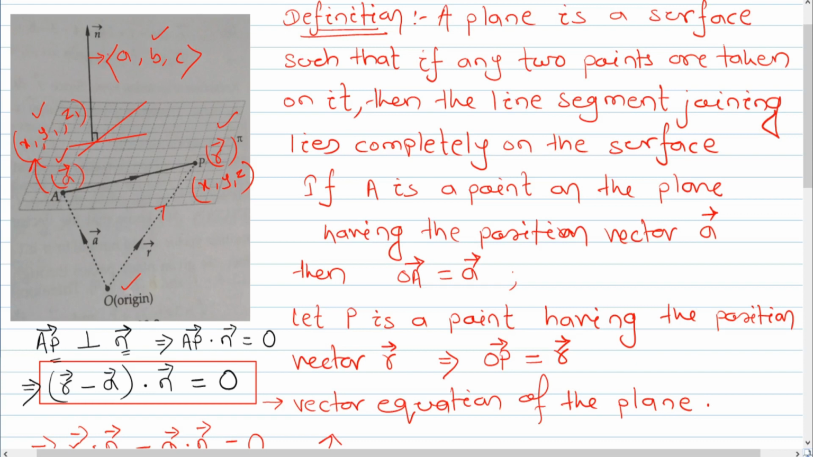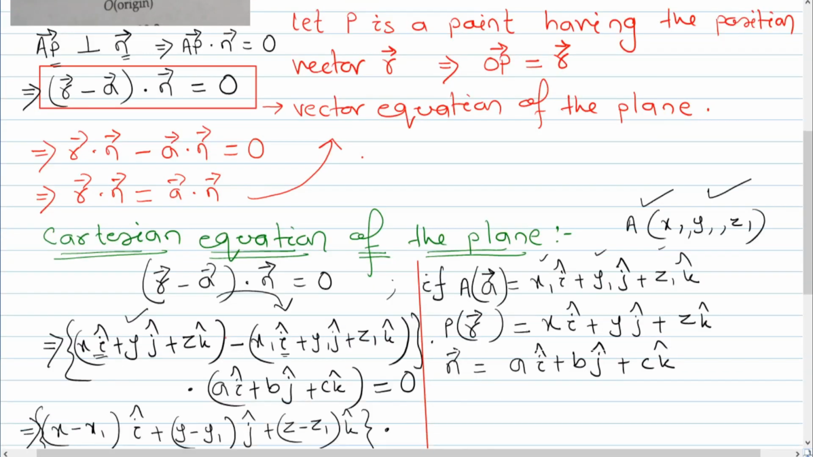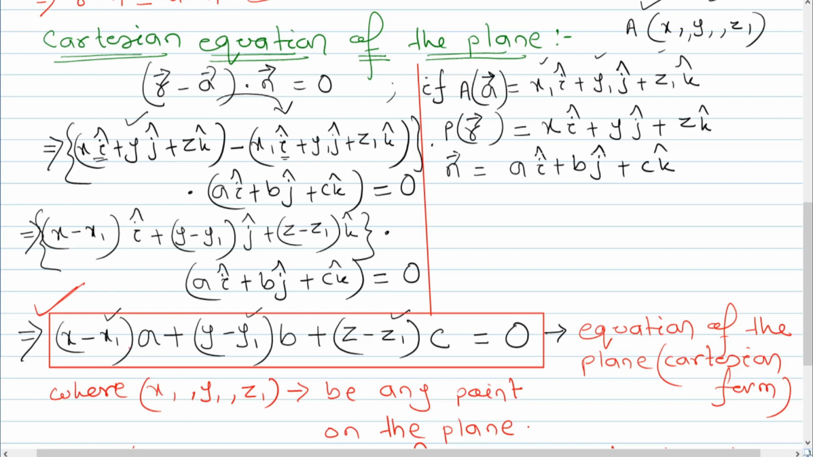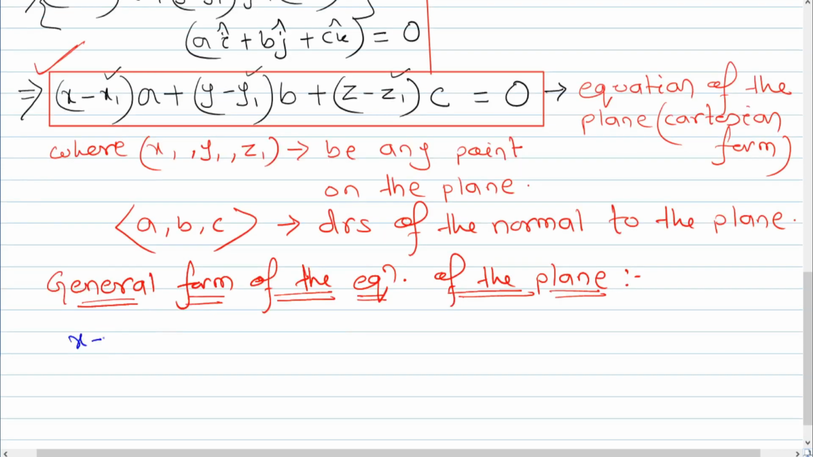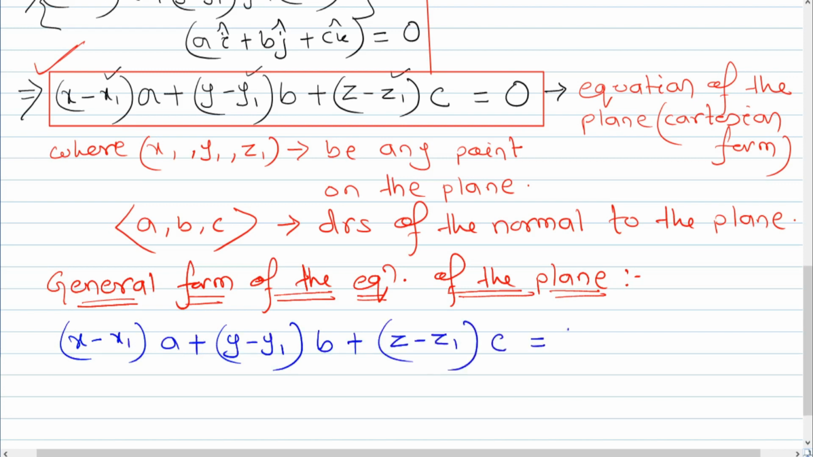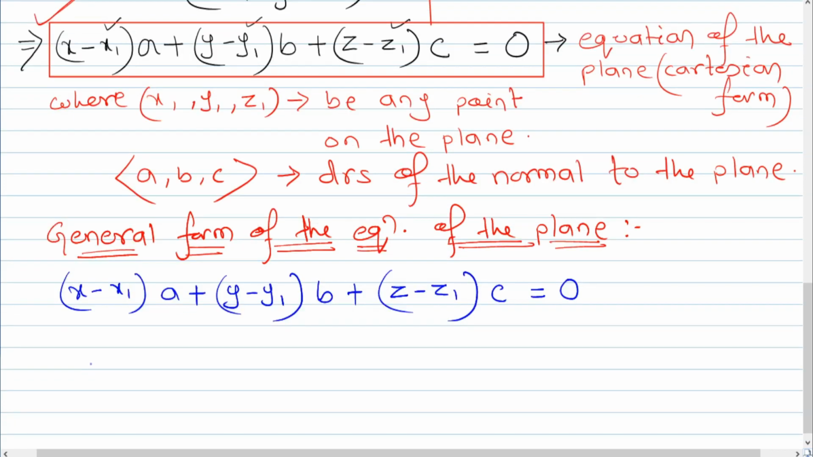DRS of the normal is given and one point on the plane is given, then what is the equation of the plane? The equation of the plane is A into x minus x1 plus B into y minus y1 plus C into z minus z1 is equal to 0. From this you can find the general form of the equation. This is the equation of the plane in Cartesian form.